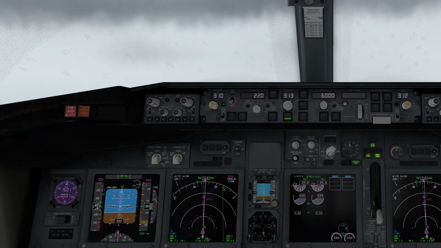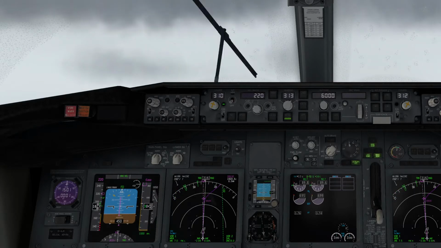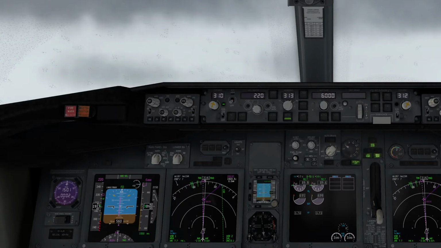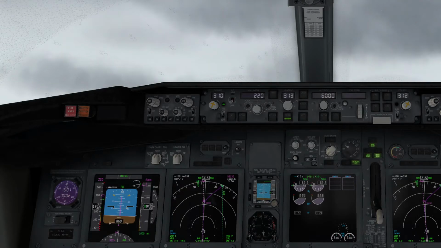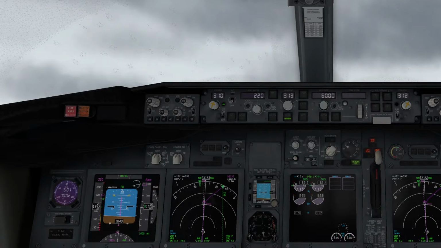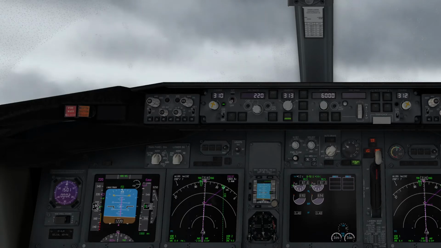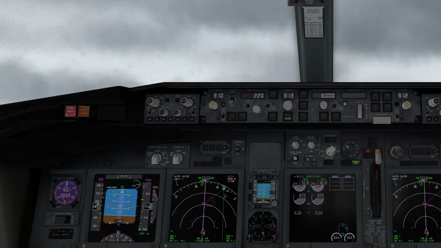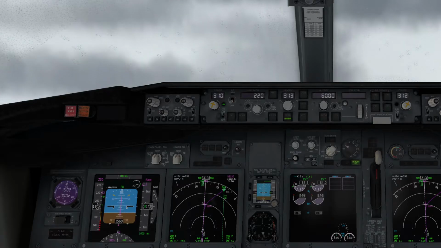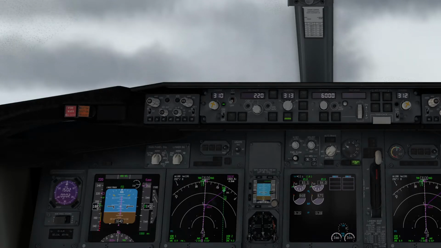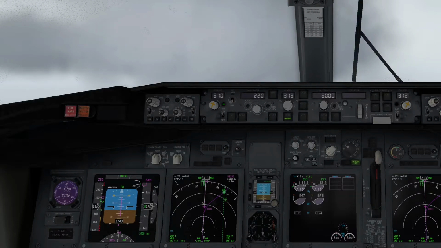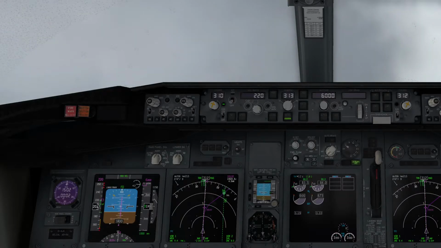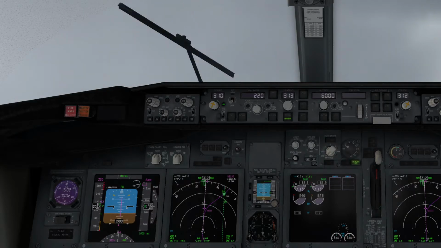Pitch for the trim. 10 degrees. 400. Flaps 1. Gear up. 1000. Use thrust. Flaps up.